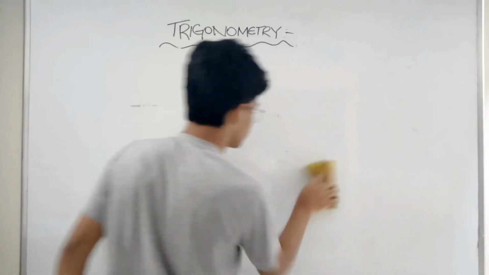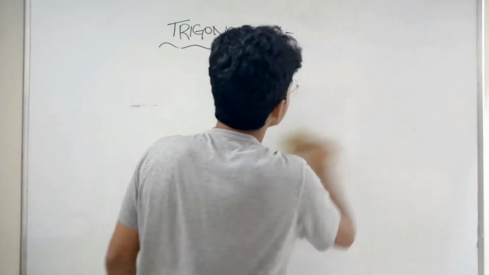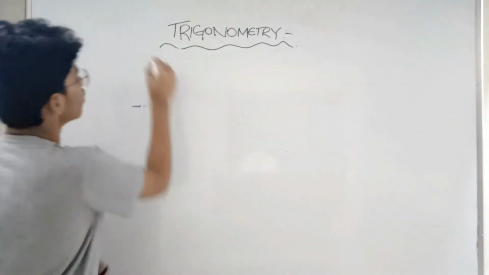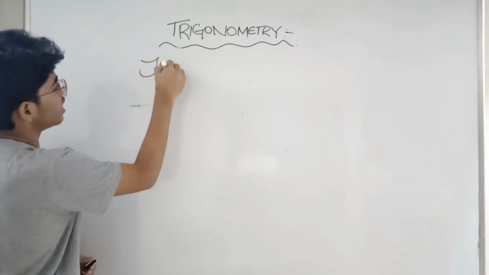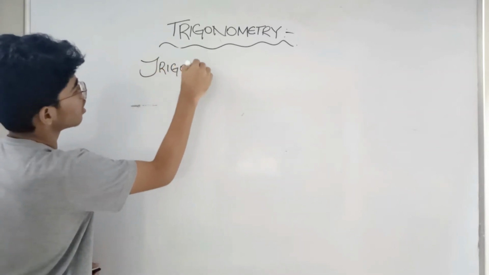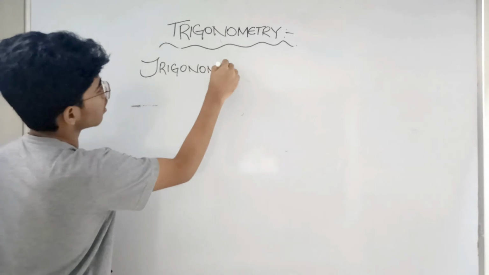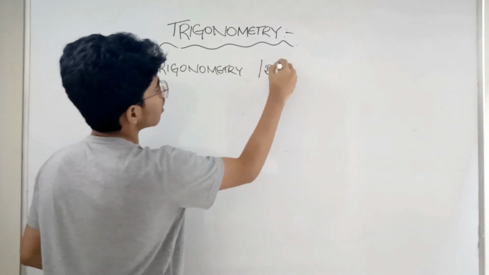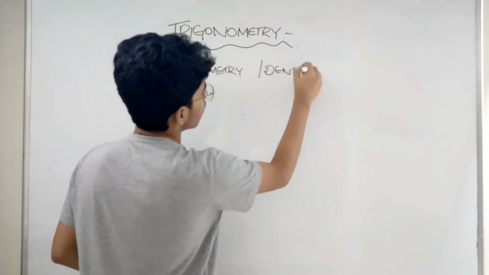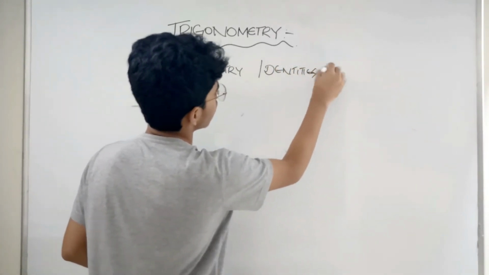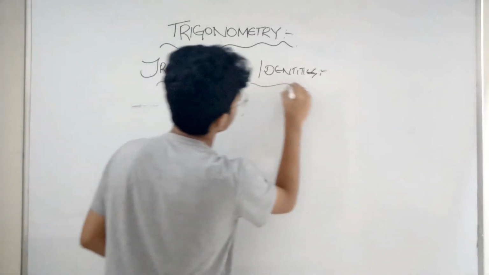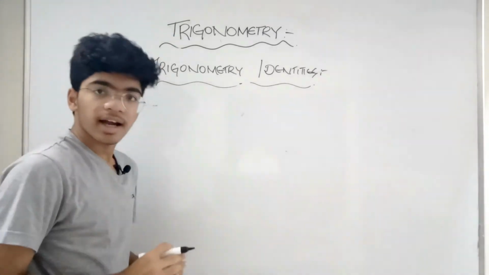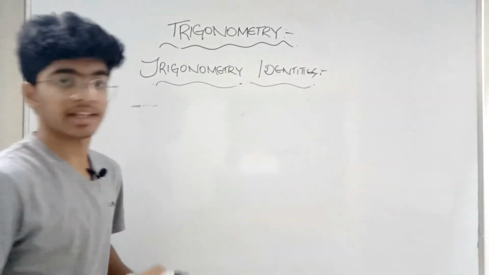Done. Good. Now, trigonometric identities. So, what are the basic trigonometric identities?